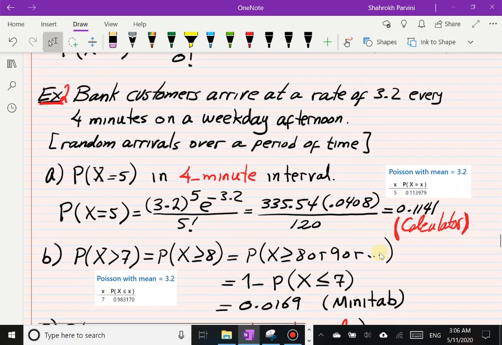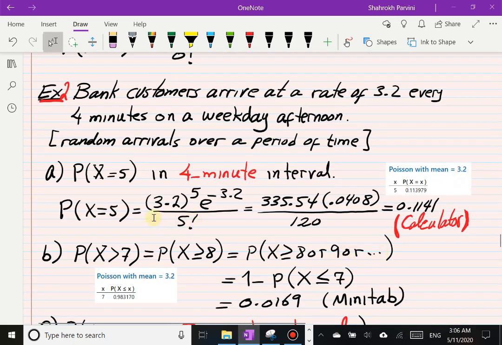In part B, probability of x greater than 7 means what is the probability that more than 7 people will show up in 4 minutes. Well, probability of more than 7, exclusive of 7, puts it up to 8, 9, 10, and so on. So that's probability of greater or equal to 8. Now, in Minitab, the cumulative distribution function for all probability distributions gives us less than or equal. Minitab doesn't give you greater than or equal to with the probability distribution, especially for discrete.